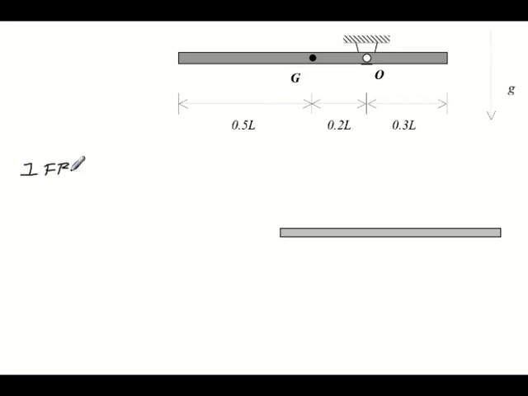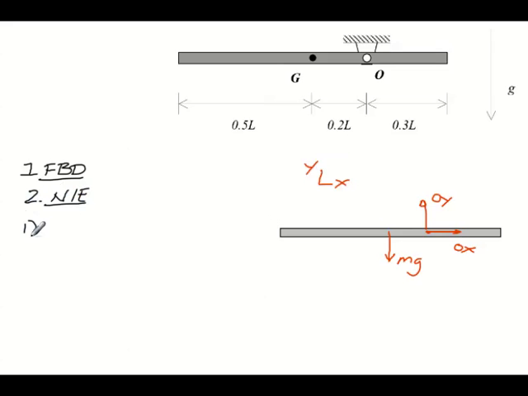So let's look at our FBD. Forces we have: some reaction forces here at the pin joint, Ox and Oy. At the midpoint of the bar, it's a homogeneous bar, we have mg, and I'm going to use x to the right and y positively up. Newton.